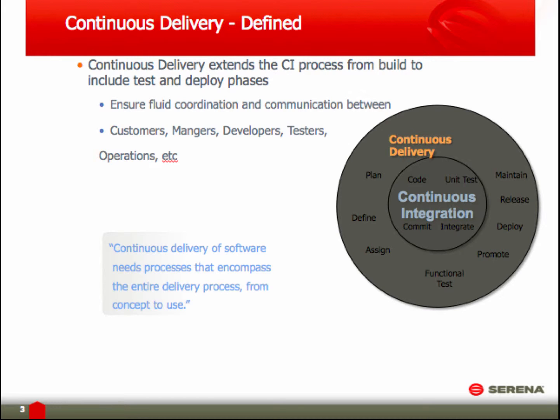So what is continuous delivery? Continuous delivery takes a holistic perspective of the software release process from concept to delivery. Continuous delivery extends the continuous integration process from build to include test and deployment phases. Furthermore, continuous delivery ensures that there is fluid communication and coordination between the various stakeholders. This includes customers, managers, developers, testers, and operations.